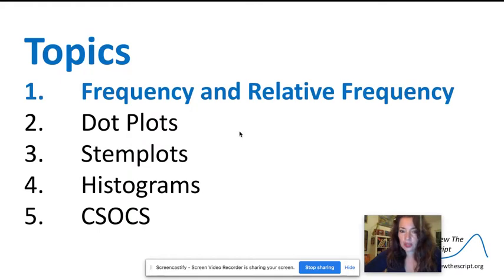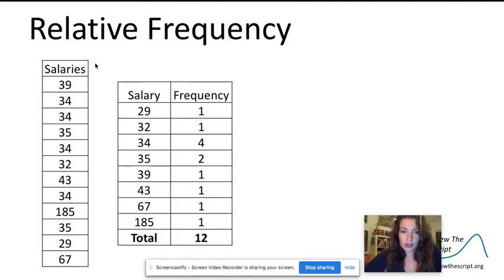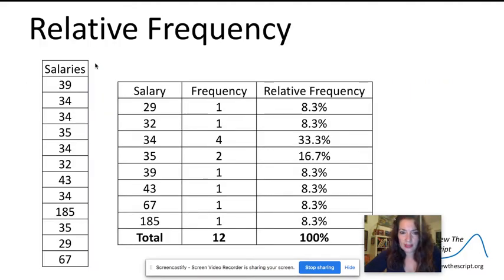All right, first let's talk about frequency and relative frequency and the difference between the two. Frequency represents counts and relative frequency represents percentages. So if we're looking at salaries, we can see that the frequencies are the counts. One person made 29,000, another person made 32,000, and 4 people made 34,000.